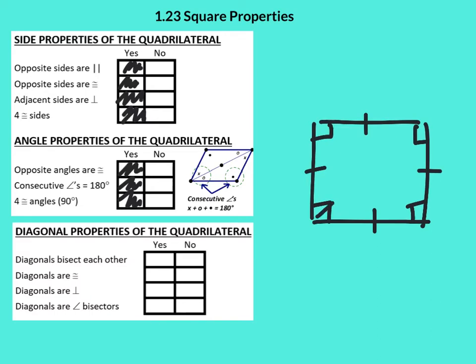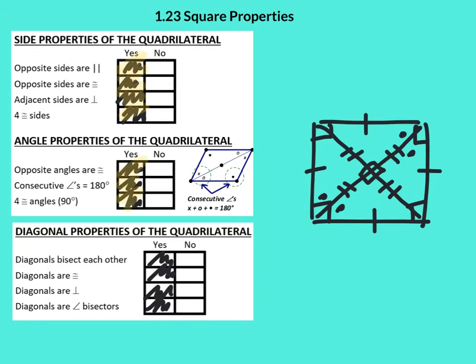Let's take a look at the diagonals. Here's a diagonal, there's a diagonal. Do they bisect each other? Yes, all of those will be equal in size. Are they congruent? Yes. Are they perpendicular? Yes. And finally, are they angle bisectors? Yes, all of them bisect their angles. Notice what you should notice: yes to all things. Again, this establishes the idea that this is the regular polygon. It has all of the properties built into one shape.